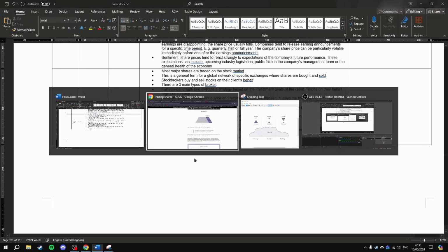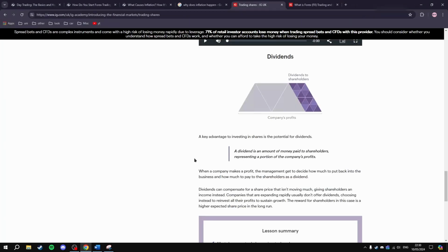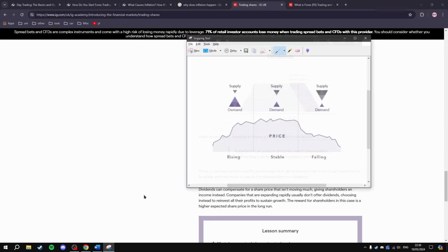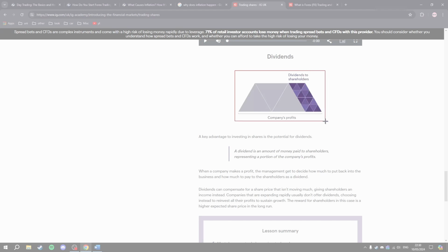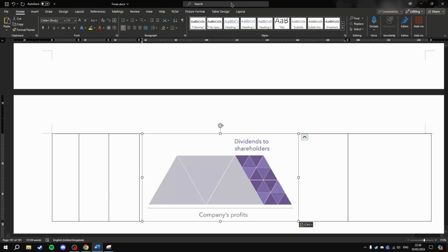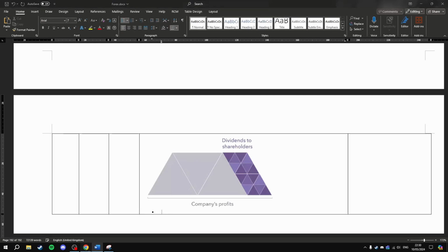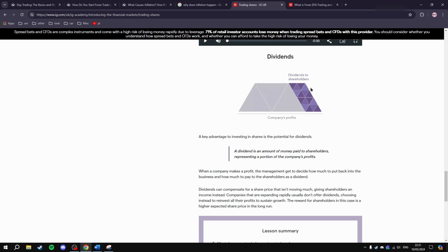Dividend: an amount of money paid to the shareholders which represents a portion of the company's profits. Very nice diagram again. So the company's profits go to dividends for shareholders. This is the portion of a company's whole profits, and then each little triangle is divided to each shareholder.